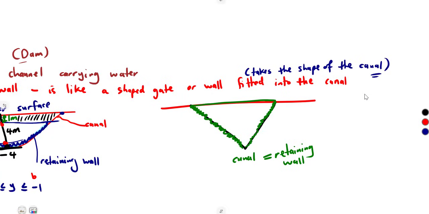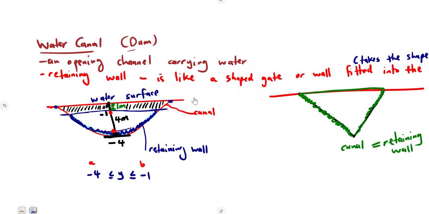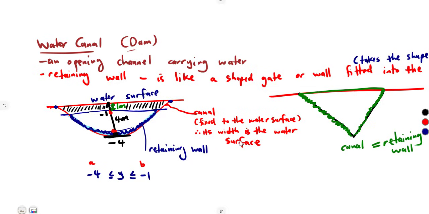Remember I said the canal is an opening that is carrying water. A canal is always fixed to the water surface, or the water level, the surface of the dam, whatever you're given. So its width is the water surface. The width of the canal represents the water surface.